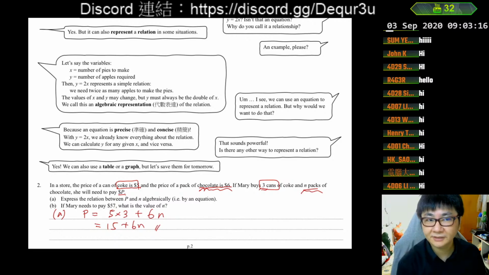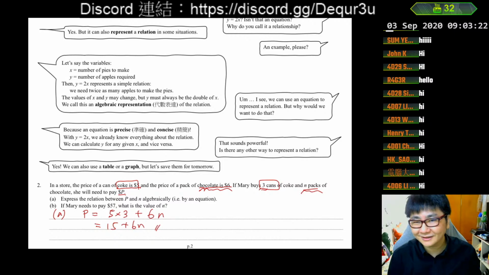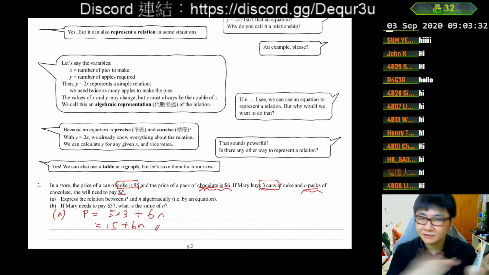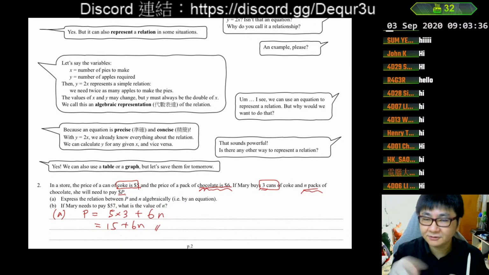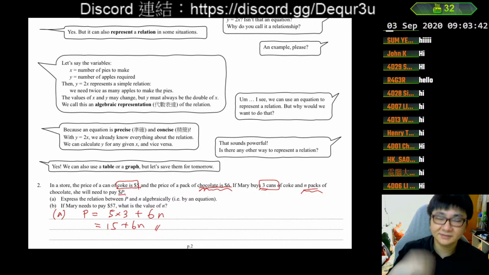In fact, in an exam, you will usually not be asked to do it like this. Instead, you will be asked, for example, to express P in terms of something, because it is easy for markers to mark. But for your understanding, a relation between two quantities algebraically means an equation that connects the two symbols, the two unknowns, the two variables.